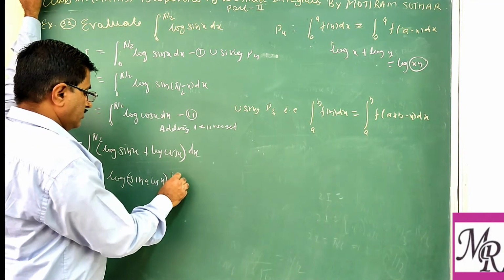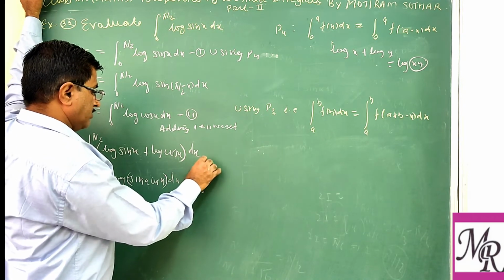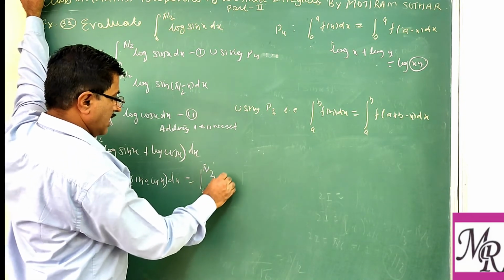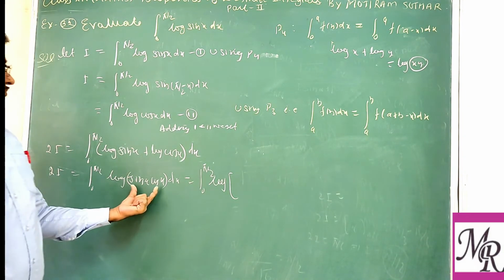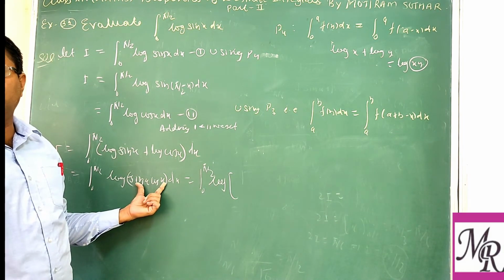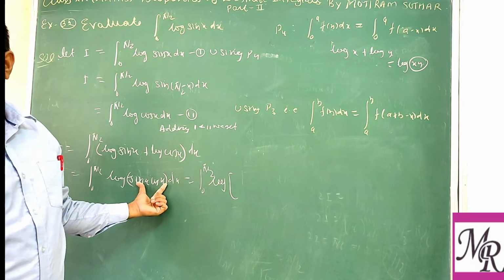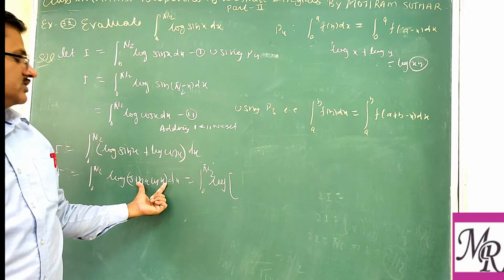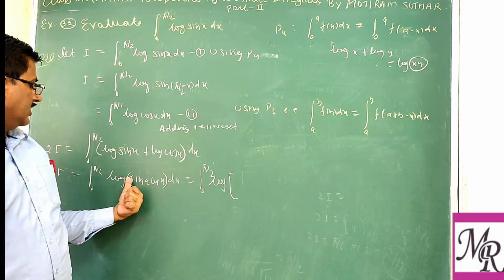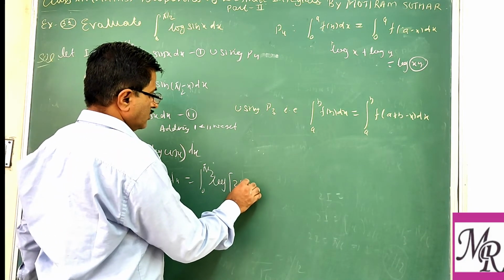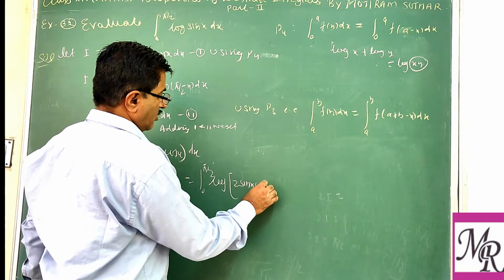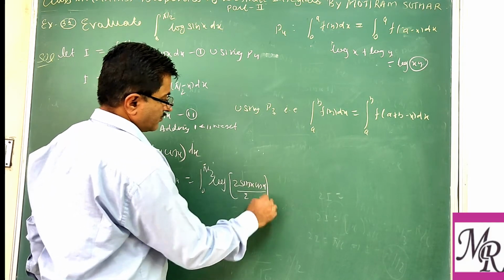Now again you may try to convert it into a simple form. In the log we divide and multiply by 2, because we know there is a formula for sin 2x, that is 2 sin x cos x, but 2 is not given. That's why we multiply and divide by 2 here. So 2 sin x cos x upon 2.